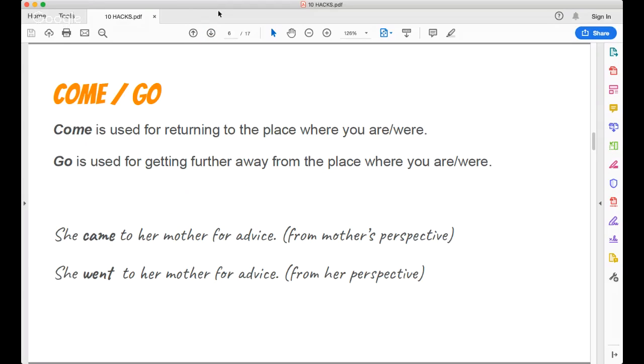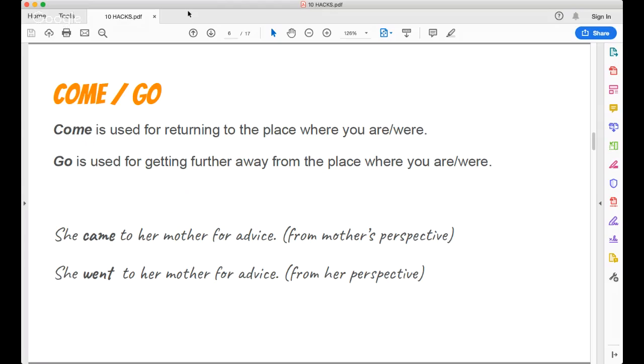All right. This should be pretty easy for you guys, but the difference between "come" and "go." "Come" is used for returning to the place where you are or were, and "go" is used for getting further away from the place where you are or were, right? Go away or come back, right? But here's where it gets a little tricky.